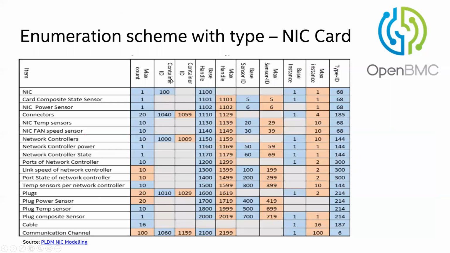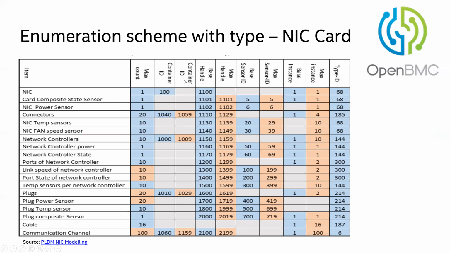Now, this is again from the PLDM NIC modeling white paper, and it talks about the enumeration schemes, right? These are all samples. Wherever you see this max count, it's something like you are having one NIC card as such. That is, this one add-on card is what we are trying to represent, and the container ID of this one is starting with 100, right? So 100 is the container ID we are maintaining.